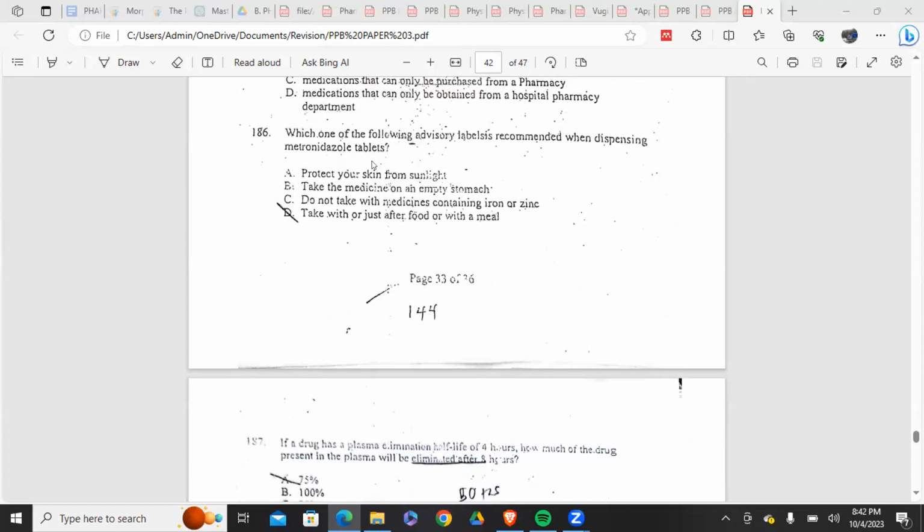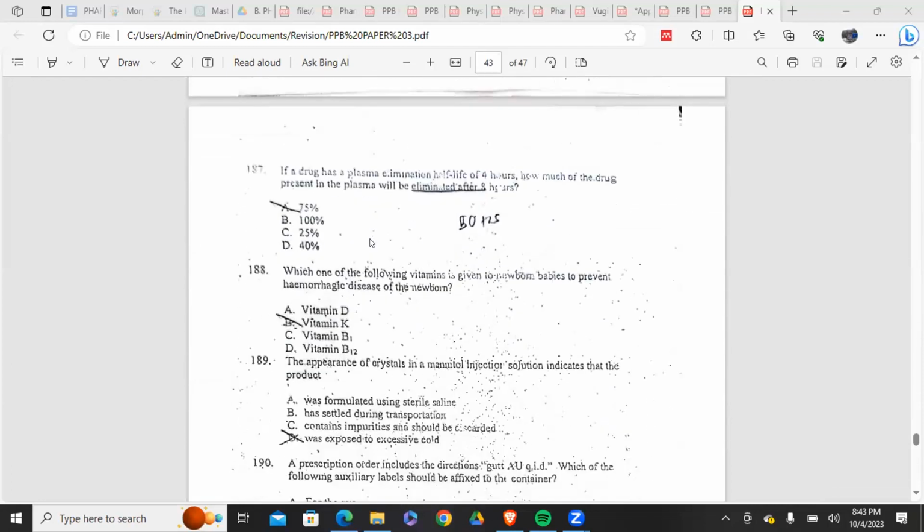Each one of the following advisory labels is recommended when dispensing metronidazole tabs. Protect your skin from sunlight. Take the medicine on an empty stomach. Do not take with medicines containing iron or zinc. Take with or just after food or with a meal. That is correct. Preferably a fatty meal, improving absorption.